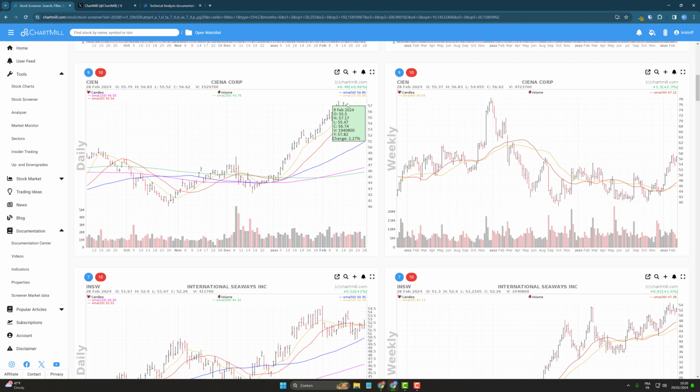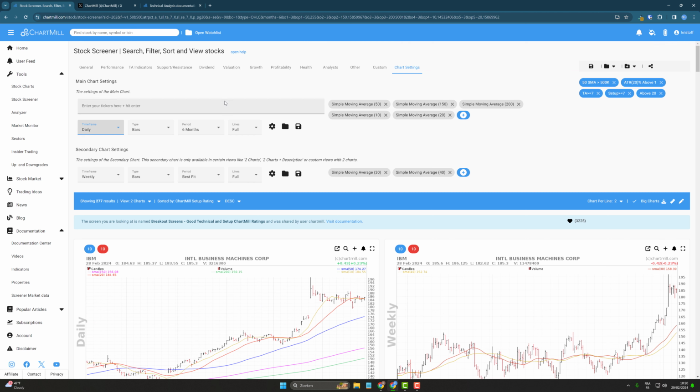Ciena Corp, for example, seems like a nice one. Tight price action after it's a primary stage 2 stock on the weekly chart. So a nice run up, and now it's consolidating. And of course there are a whole bunch of other filters you can use right now in this basic screen.